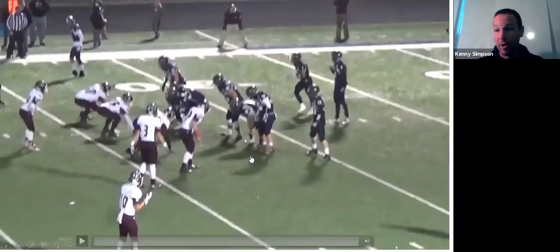All right, so formations. So we go flop for us, tight end wing, and a receiver down here at the bottom of the screen.